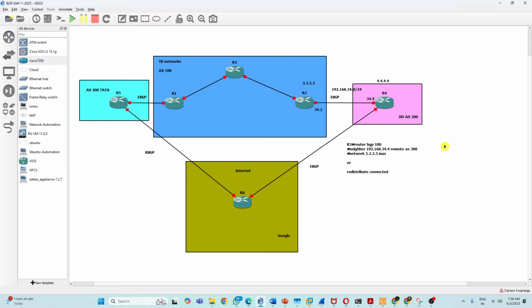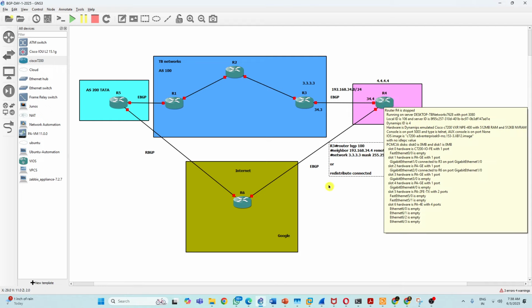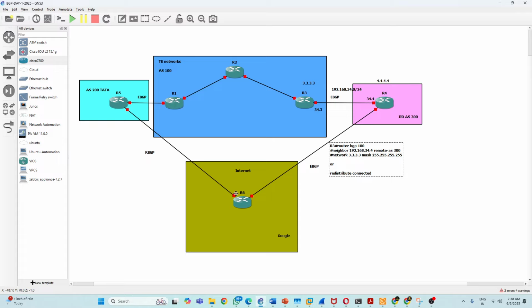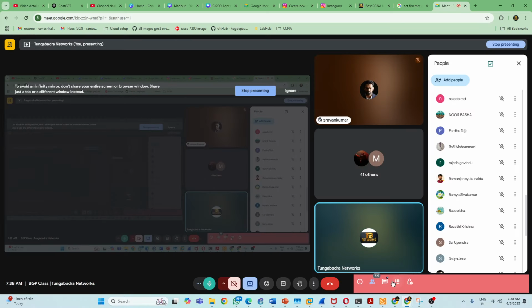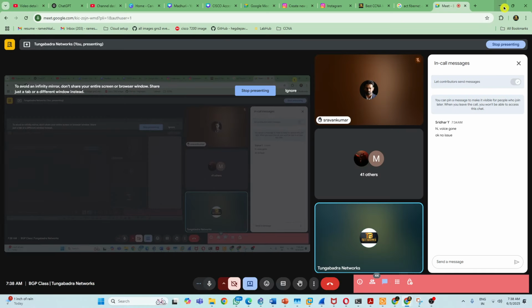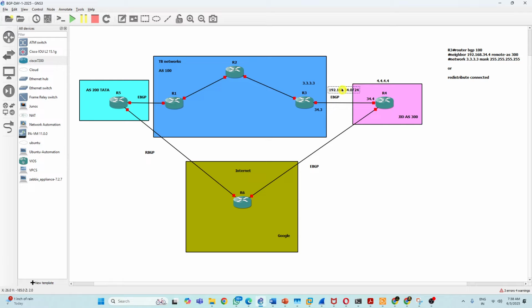So these are the two different statements, but try to understand. Same configuration you do on R4 also. Like that, the same configuration we do on R6 and R5. So, can we quickly configure EBGP on all the routers? Shall we do it now? Are you ready?